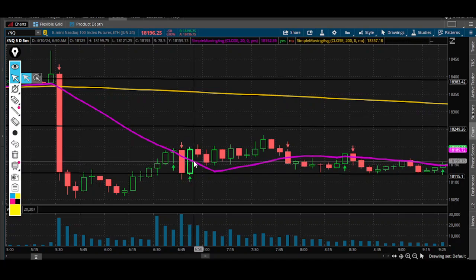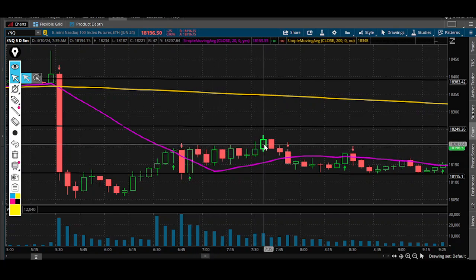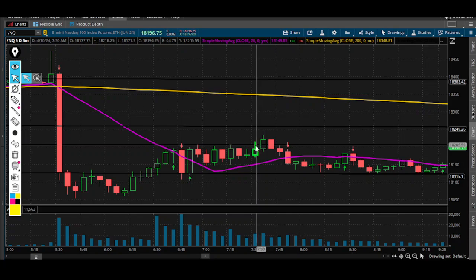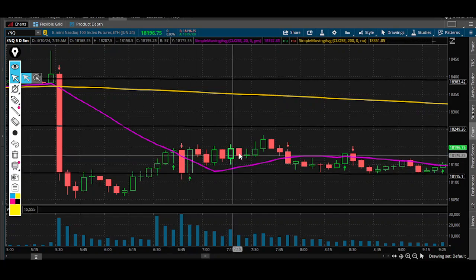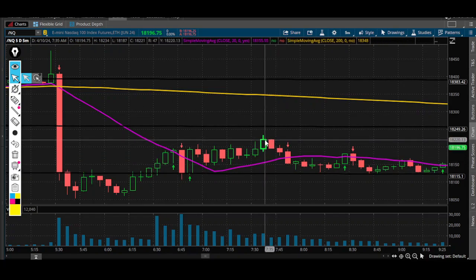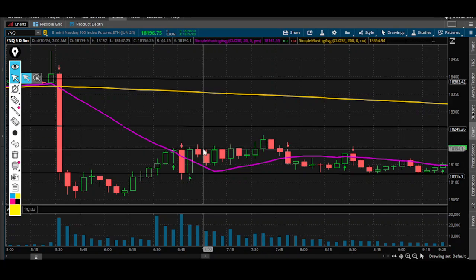Essentially, you're trying to target something close to a 1-to-1. In this particular scenario, you did not get it, right? The high price is 18,199. We come up all the way to highs of 18,234. So we're looking at about a 34-point move, 35-point move. And again, it all depends on the type of trader you are.